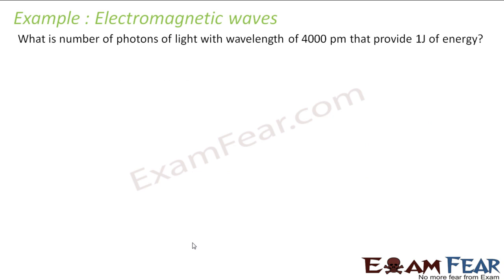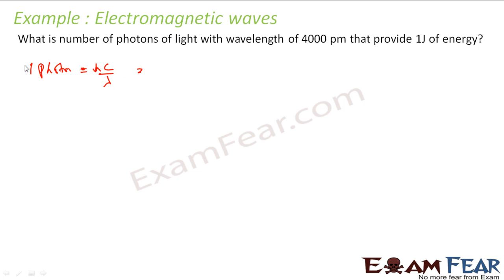Let's take one more example. What is the number of photons of light with wavelength 4000 picometer that will provide 1 joule of energy? We have the wavelength of the light, so I can tell that 1 photon will provide energy that will be hc by lambda joules. If you put the values, that many joules we will get.